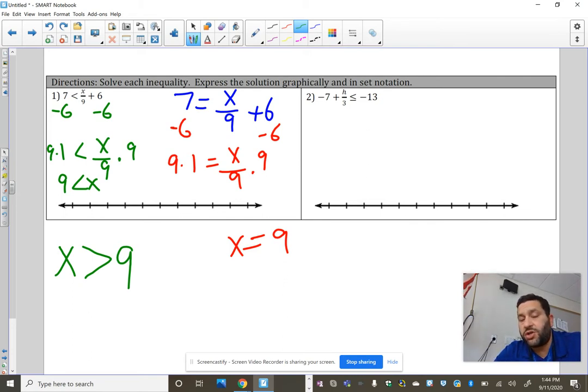So unlike an equation, you have to graph these. So make up where you think 9 is on the number line. It's an open circle because it's not or equal to. And then we're going to shade to the right.